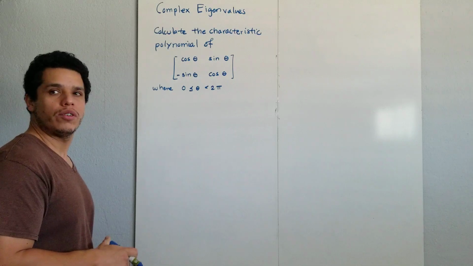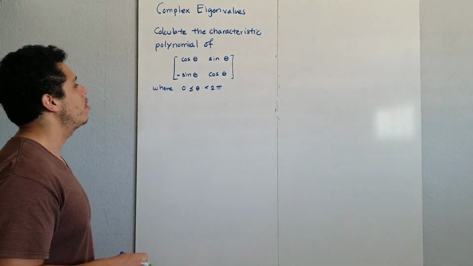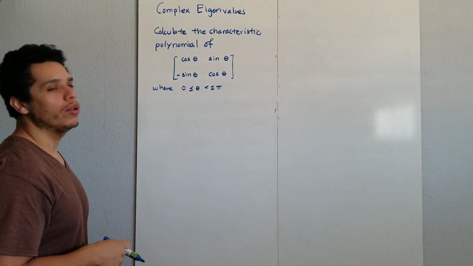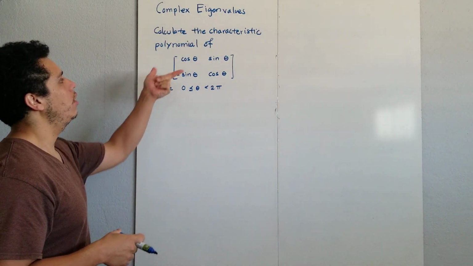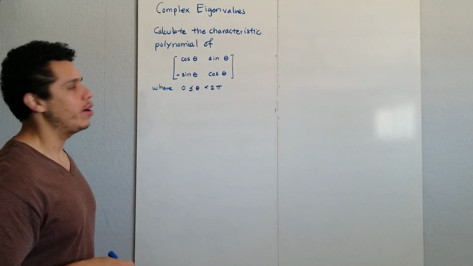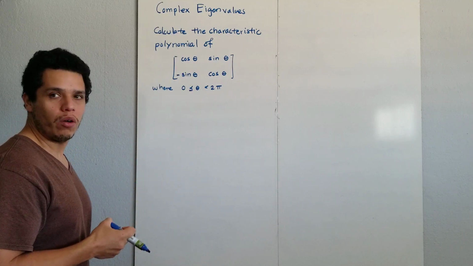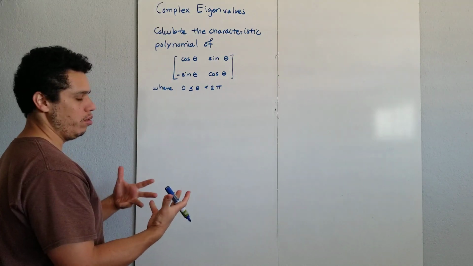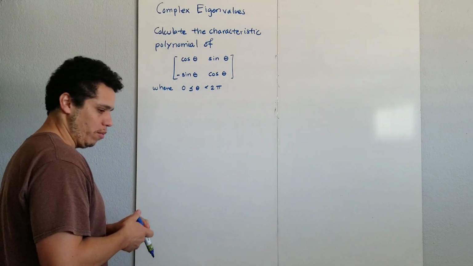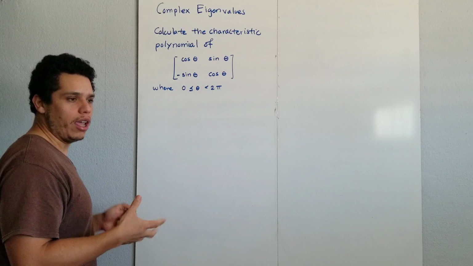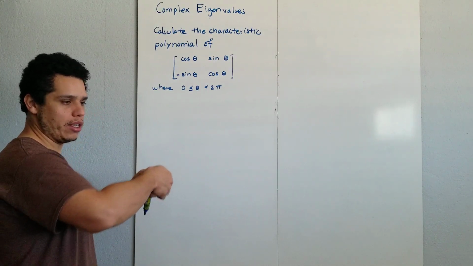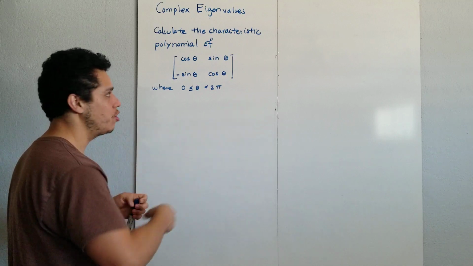Hello, today I want to introduce the concept of complex eigenvalues, and to do that I want to start with this computation here. I want to calculate the characteristic polynomial of this 2 by 2 matrix. Some of you know that this corresponds to a rotation matrix. So just from the geometry itself, it cannot have real eigenvalues, right, as they represent elongations along a direction.